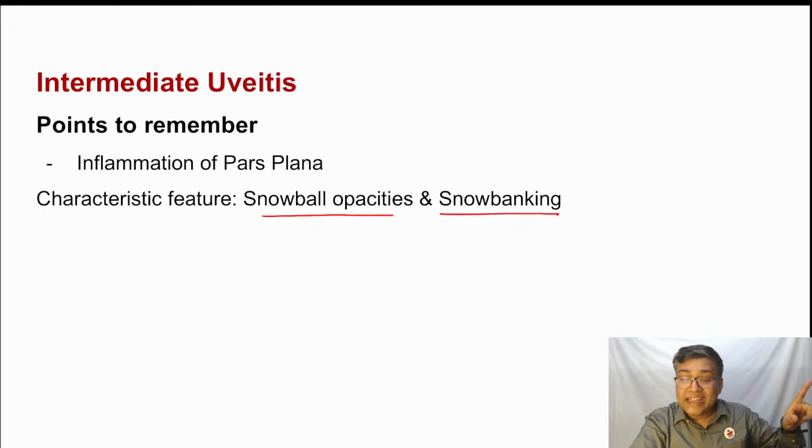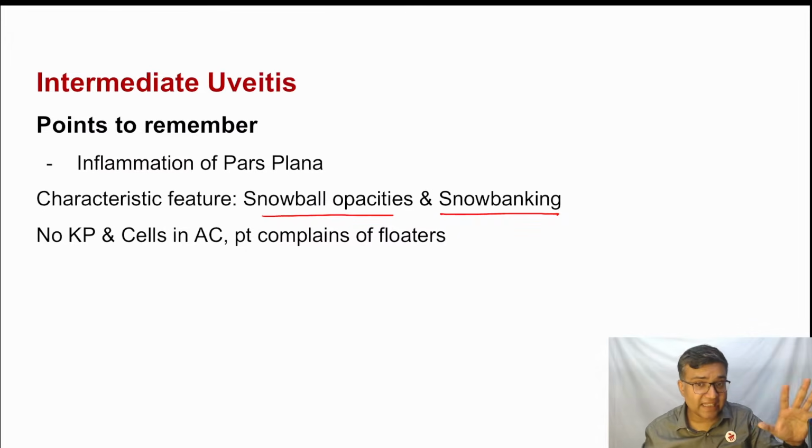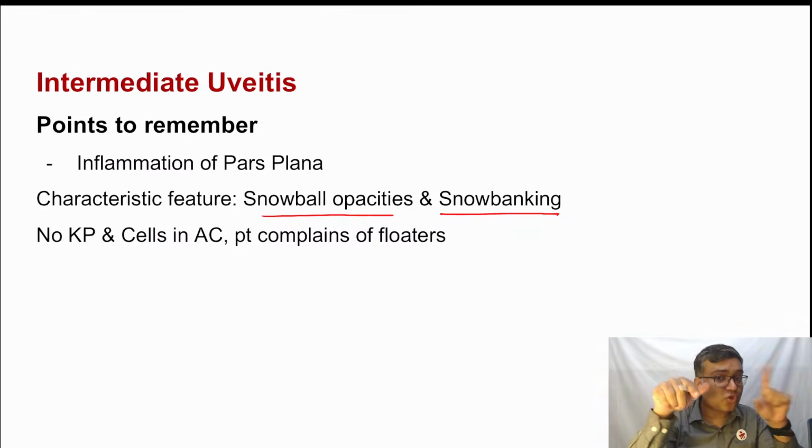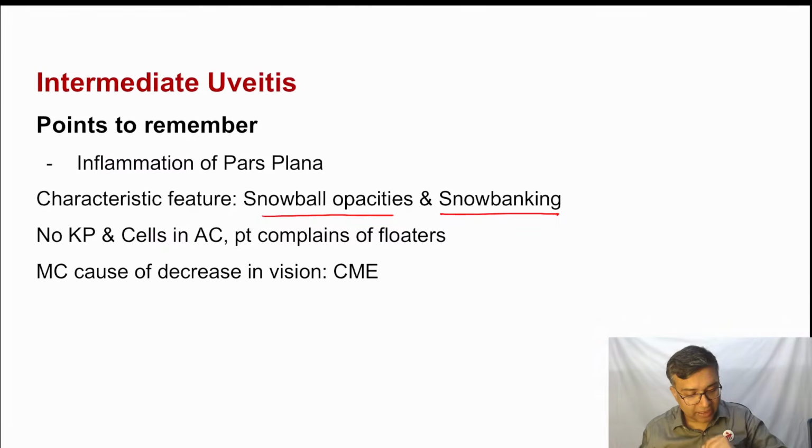So my diagnosis is very clear, it would be the intermediate uveitis. Remember, unlike the patient of anterior uveitis who would basically come with a lot of photophobia, the patients of intermediate uveitis only complain of floaters. There are no keratic precipitates or cells in the anterior chamber, and the most common cause of decrease in vision in these patients is cystoid macular edema.